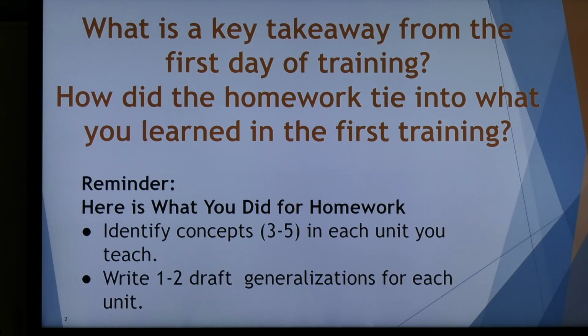Any thoughts about how the work tied into the homework? Well, listening to some lovely music. It's like a Jeopardy theme song.